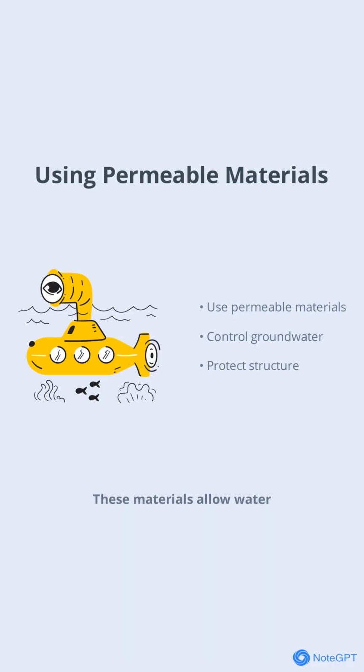To further enhance drainage, it's important to use materials with good permeability in the fill. These materials allow water to pass through easily, preventing the buildup of groundwater and reducing the risk of structural damage. Selecting the right materials for drainage layers is just as important as choosing the main fill material. This step helps to control groundwater levels and maintain the integrity of the structure.